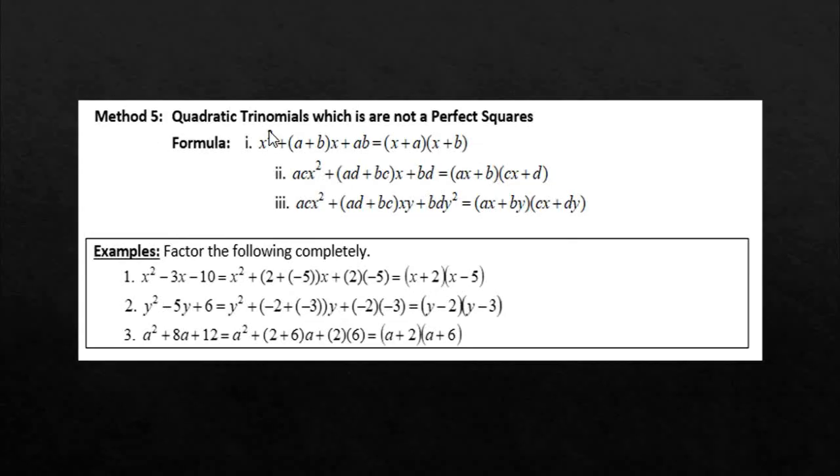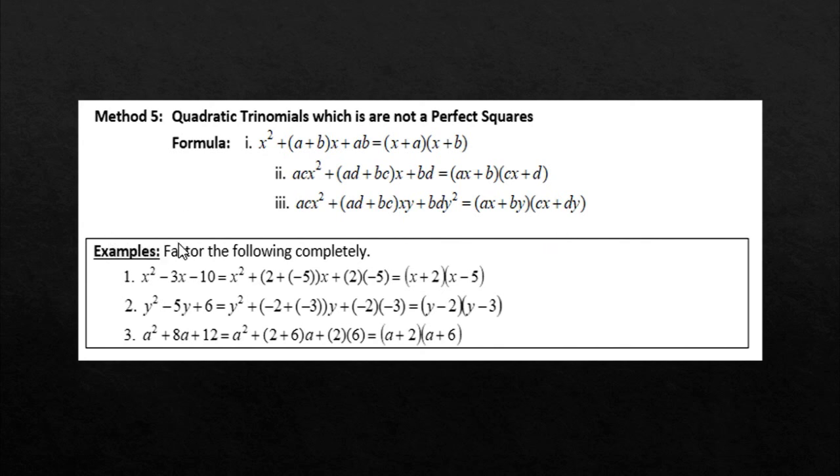Method number 5. Quadratic trinomials which is or not of perfect squares. Formula. First, x squared plus a plus b times x plus ab is equal to x plus a times x plus b. Second, ac x squared plus ad plus bc multiplied to x plus bd is equal to ax plus b quantity multiplied to cx plus d. Then we have ac x squared plus ad plus bc quantity multiplied to xy plus bdy squared is equal to ax plus by multiplied to cx plus dy.